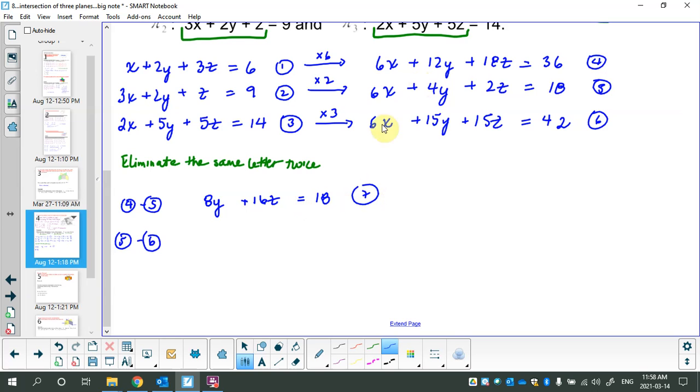Next one, 5 and 6. 6 minus 6, eliminated. 4 minus 15, negative 11y. 2 minus 15, negative 13z, and 18 minus 42, yeah, negative 24, and that's number 8.